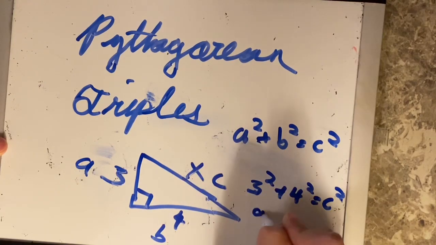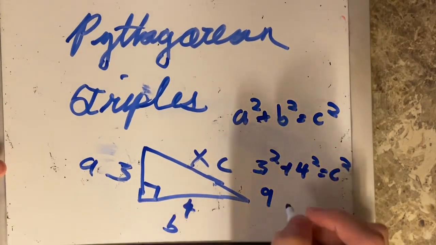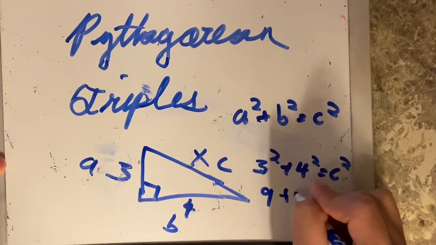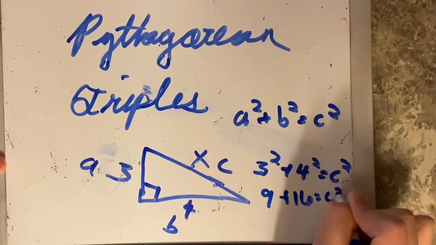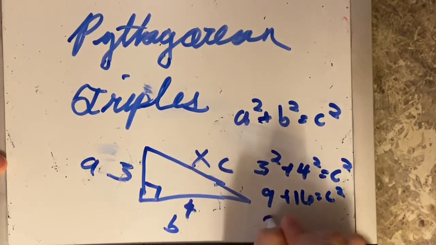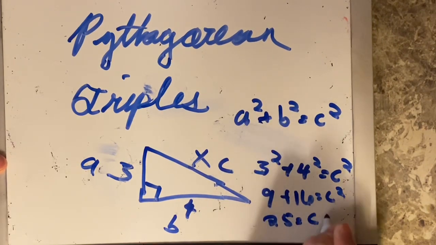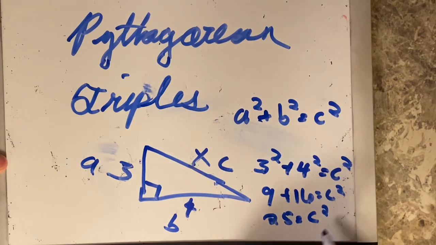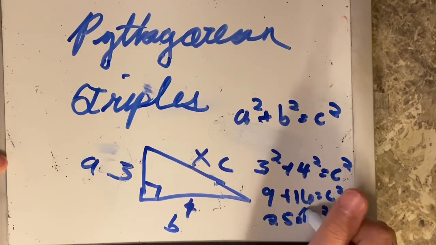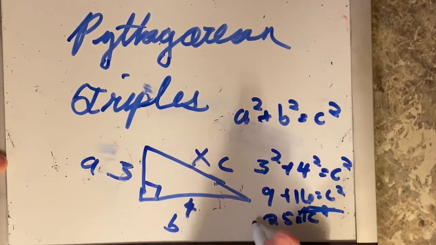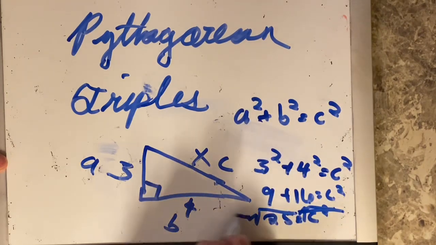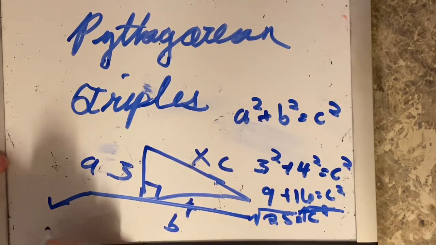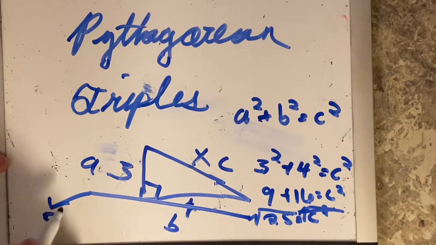3 squared is 9, and then 4 squared is 16, and you add these two together and you will get 25 equals c squared. And to isolate the c, we will do the opposite of the exponent, which is a square root. So the square root cancels the square, and the square root of 25 is 5. So that means x is 5.